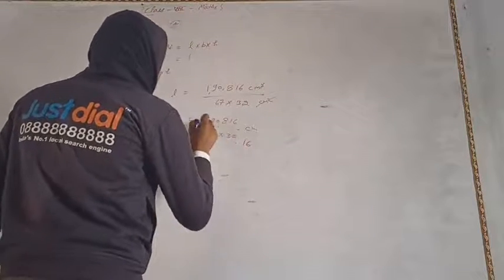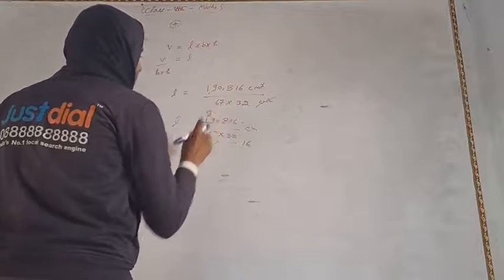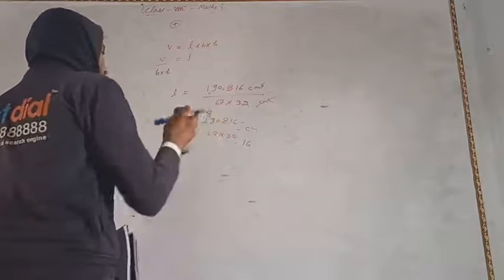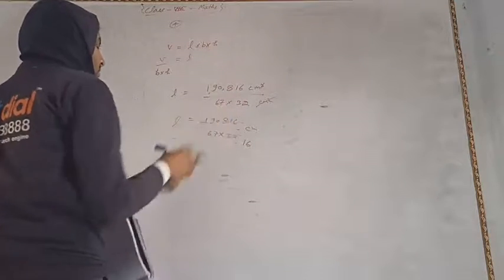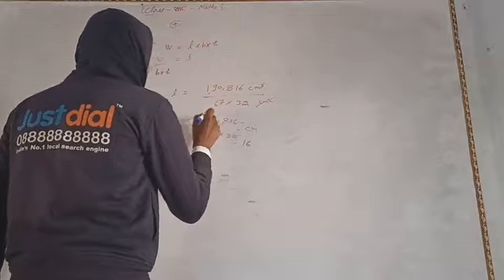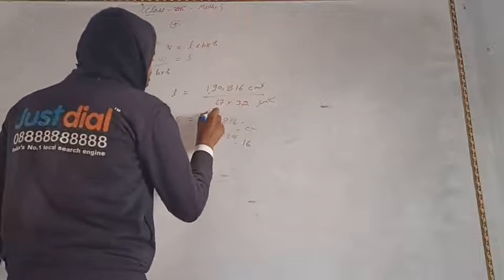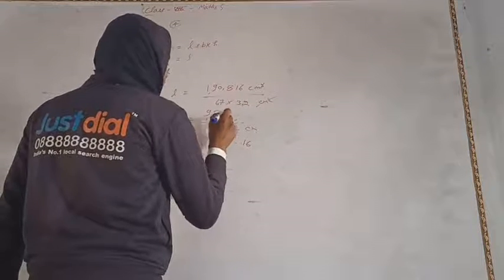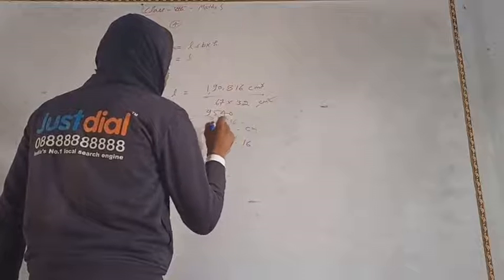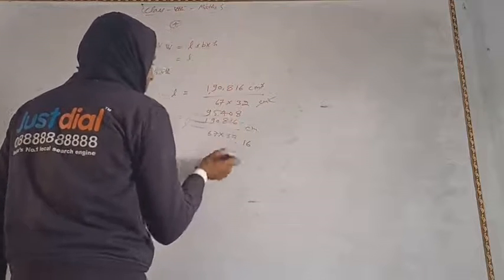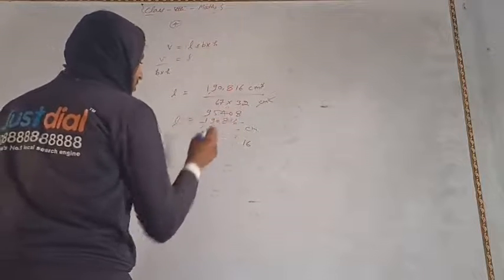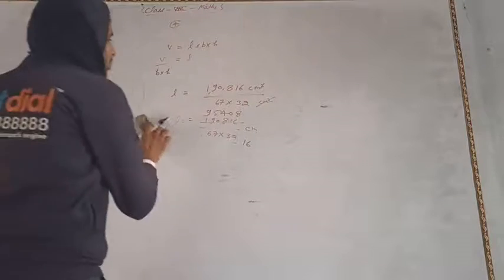Here 2 16s are 32, 2 9s are 18. Here remain 1 1 0 10, 2 5s are 10, 2 4s are 8. Here remain 0, 2 8s are 16. Now again you have to also cancel this and you will find your answer.